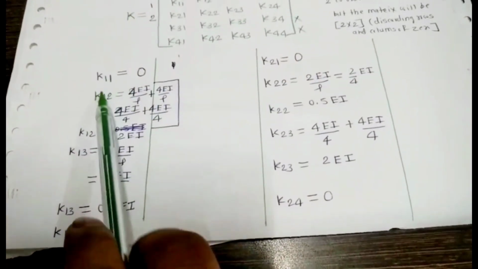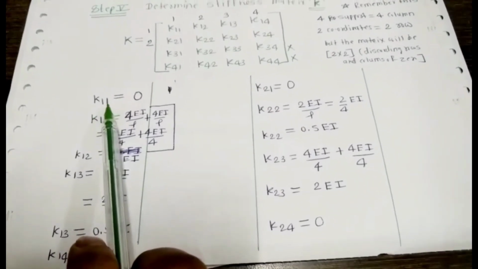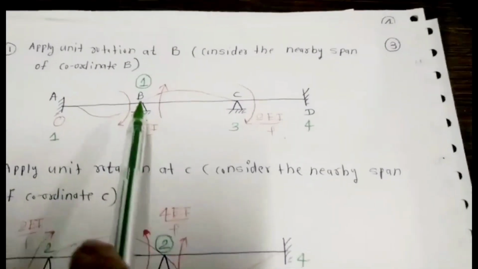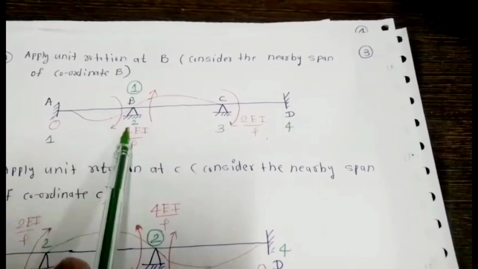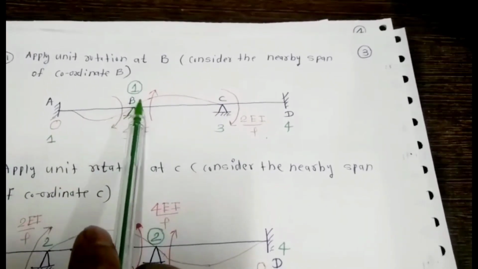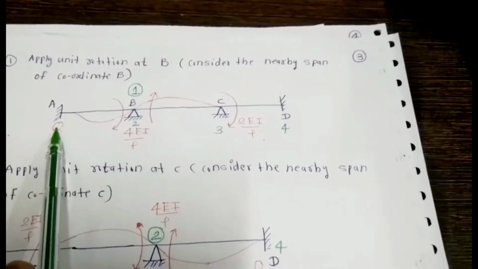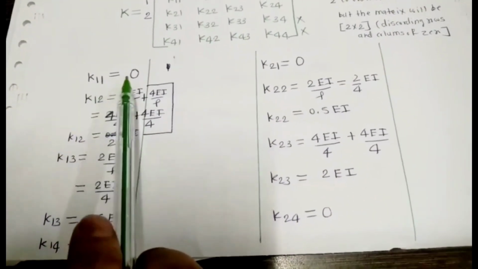Now we have to find out the stiffness coefficients, starting with K11. K11 means the first coordinate effect on the first point. You can see here this is the first coordinate, and these are the points 1, 2, 3, 4. The first coordinate effect on the first point is 0.